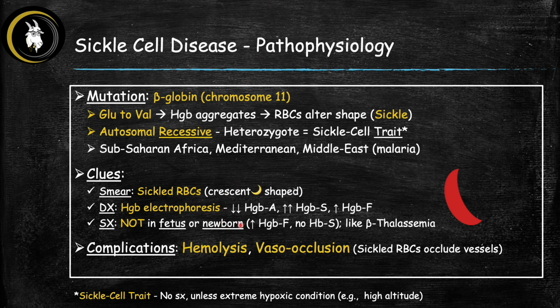Now, once the baby reaches around 6 months of age, this is when we usually switch to mostly hemoglobin A. And at this age is usually when the disease presents symptoms. So the punchline is that in sickle cell disease, the symptoms are not present in the fetus and newborn period.